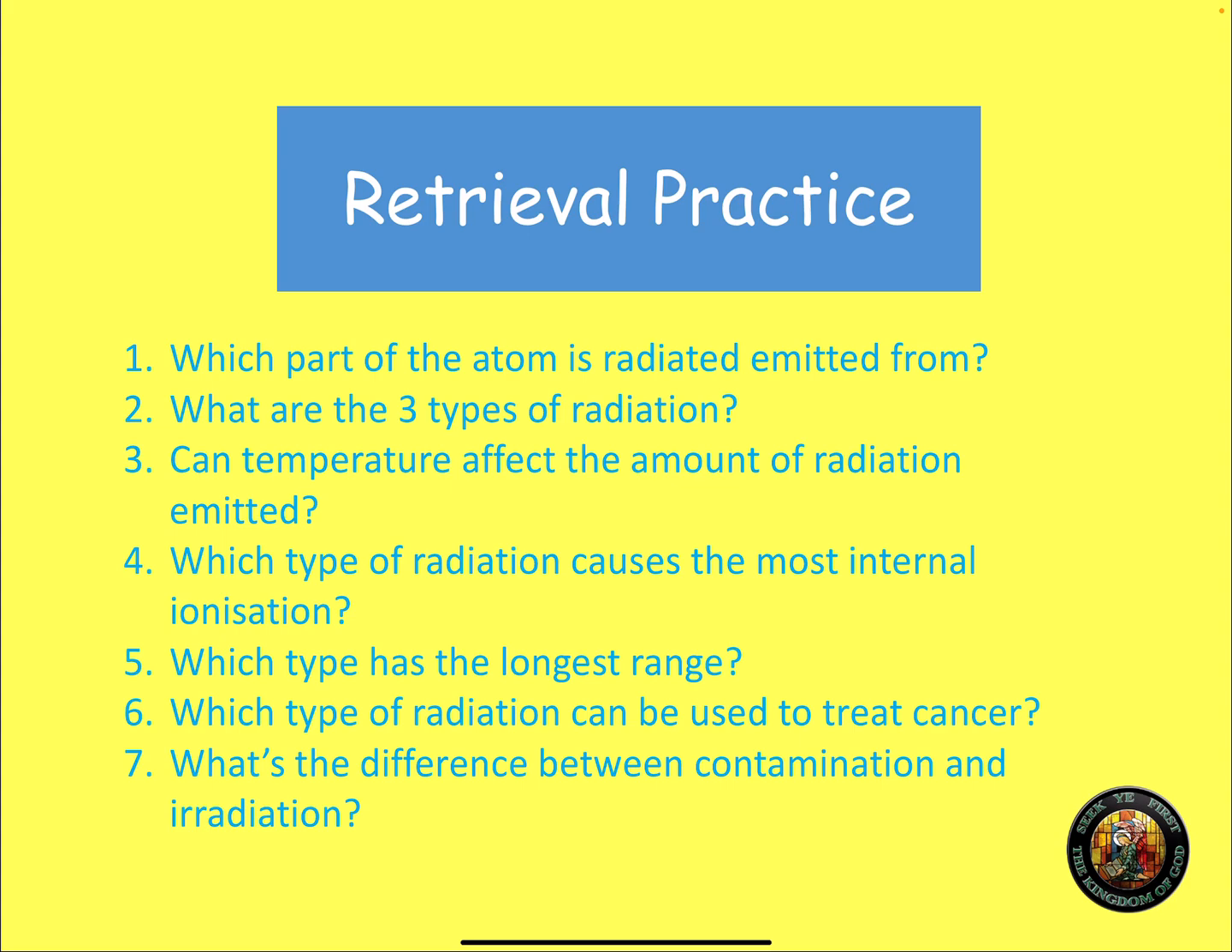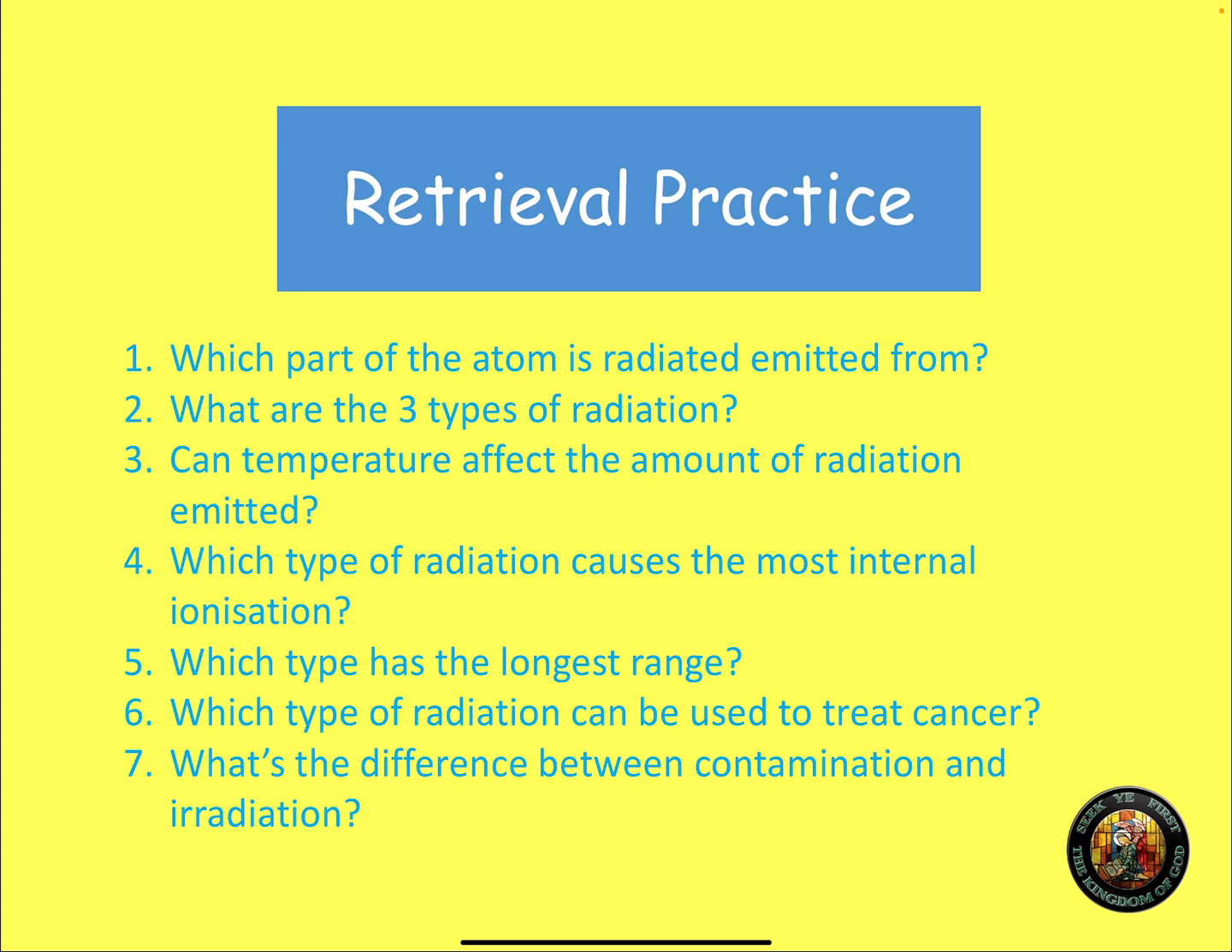Number 1, which part of the atom is radiation emitted from? That will be the nucleus of an unstable atom. Number 2, what are the 3 types of radiation? That will be alpha, beta, and gamma. Number 3, can temperature affect the amount of radiation emitted? No. Radiation is a spontaneous process. Temperature cannot affect it. Number 4, which type of radiation causes the most internal ionization? Well, that would be alpha.